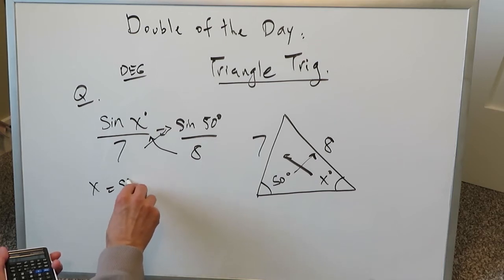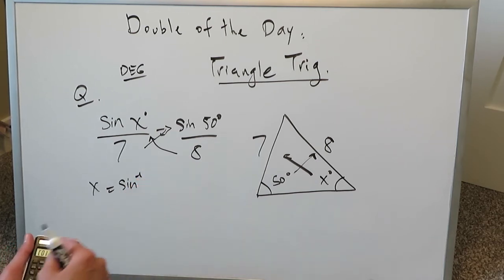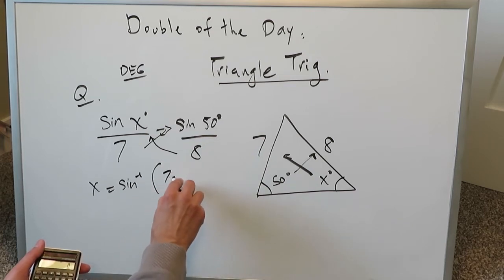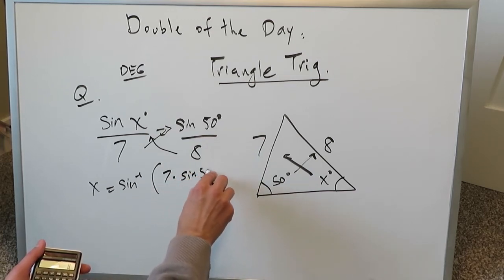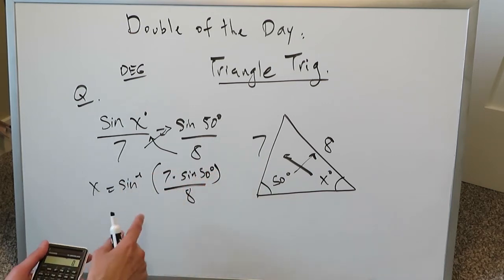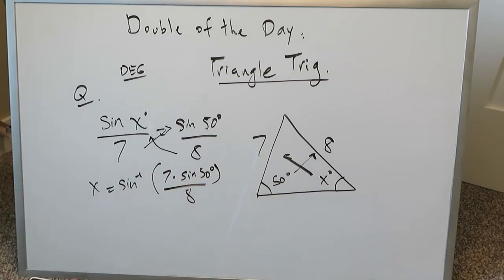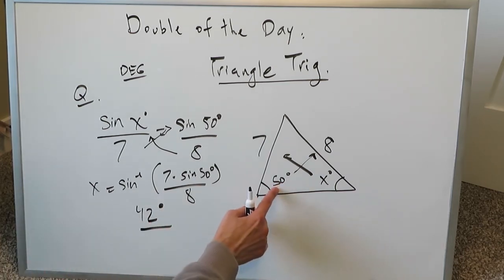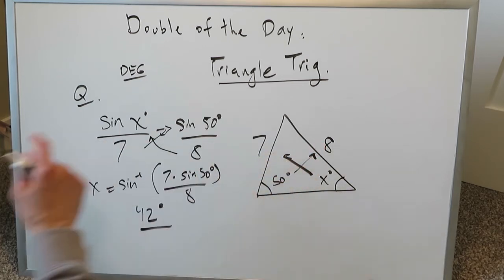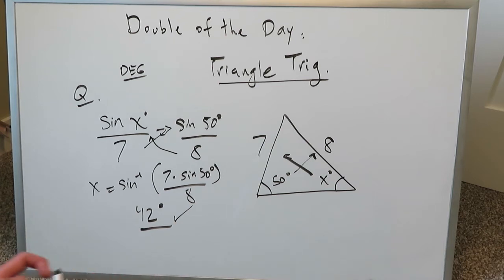You're going to do inverse sine on your calculator by hitting the shift and the inverse sine button, and you'll basically be doing 7 times sine of 50 degrees divided by 8. This quotient here will be affected by the inverse sine, and we'll post an answer. And we get 42 degrees. And that looks like a reasonable answer because a larger angle opposes a larger side, therefore a smaller angle must oppose a smaller side, and this answer here would be right.